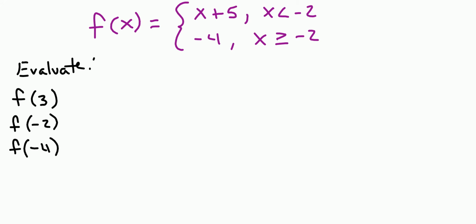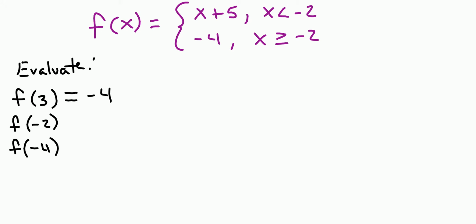Okay? So again, same thing. You look at this number here, 3, and then you always go to the right side first. Is 3 less than negative 2 or greater than or equal to negative 2? It's greater than or equal to. Now, there's nothing here in this function. My function is negative 4. F of x equals negative 4. There's no x here for me to plug that 3 into. So my answer is just negative 4.